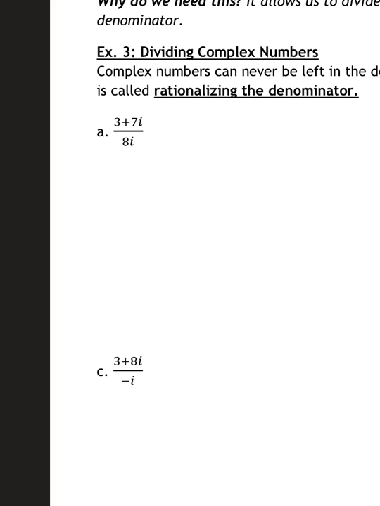With this, just go ahead and train yourself. So we're going to multiply by negative 8i over negative 8i, because the conjugate of the denominator 8i is negative 8i. So now once I got this, I'm going to multiply straight across. So 3 times negative 8 is negative 24i. 7 times negative 8 is minus 56i squared. 8 times 7 is 56. I'm going to divide that by 8 times 8, which is negative 64i squared.